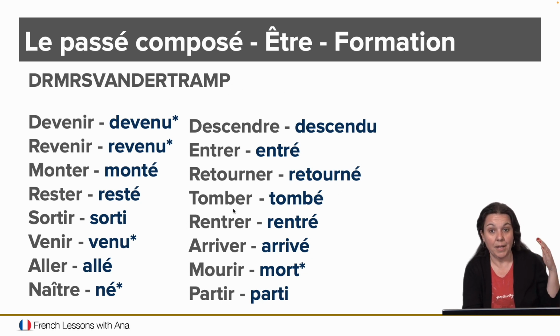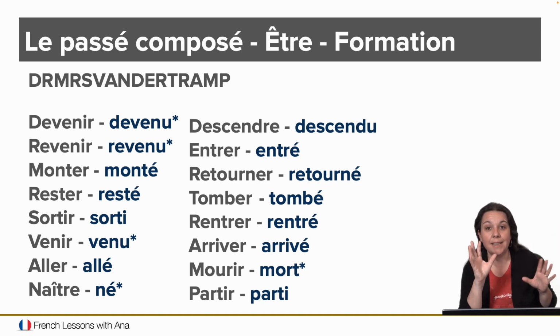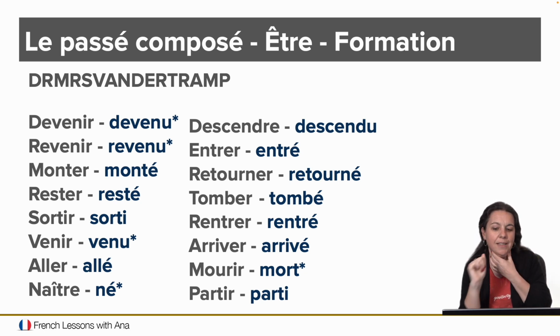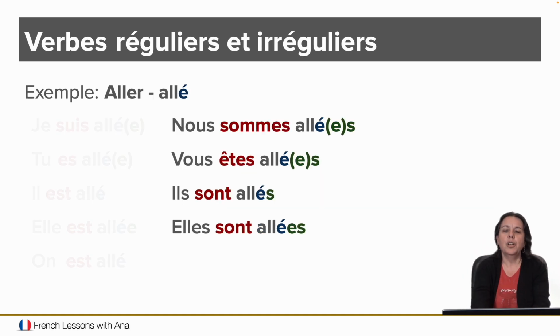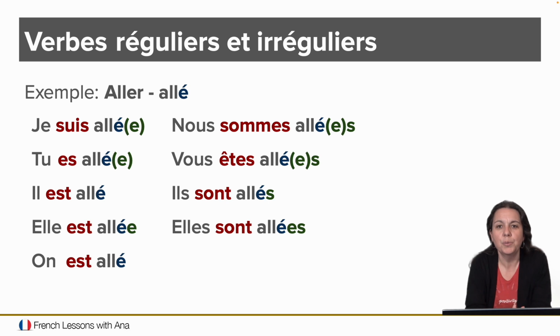Then the reflexive, every verb that has a se at the beginning. Se laver, se doucher, se réveiller, se raser, any se, okay? That's it. Outside that group, you have avoir, okay? So how do we conjugate verbs from Dr. and Mrs. Van de Tramp list, okay? Let's look at aller, for example, the verb to go. If I want to say I went, this is how you conjugate it.